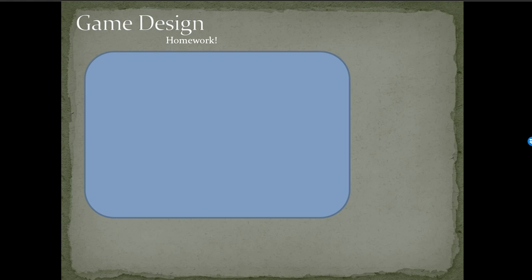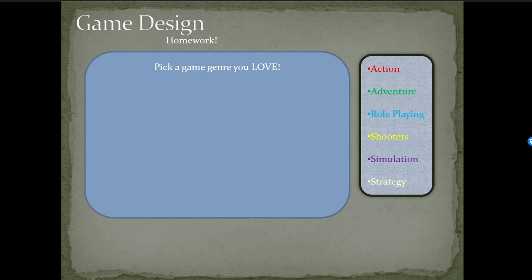All right. As always, there's homework. So I want you to pick a game genre that you love. These are just examples. You can pick any genre that you can think of. Action, adventure, role-playing, shooters, simulation, strategy. And then pick an activity or experience that you know well. Maybe you are a judo expert. Maybe you like to go horseback riding. Maybe you're an artist. Whatever your activity or experience is that you know well.